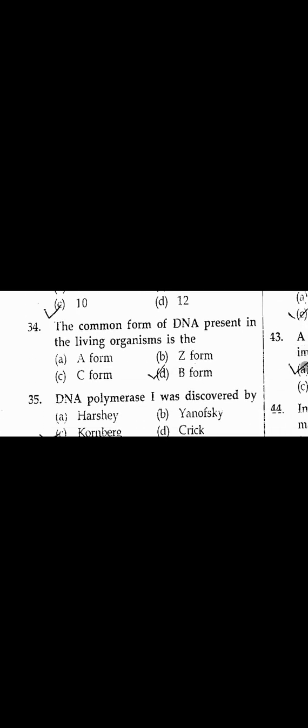Question number 31. In the DNA double helix, G/A is equal to option A, C/T. Question number 32. Hershey and Chase in their experiments labeled the DNA with P32, that is option 3. Question number 33. The number of bases in a single turn of the DNA helix is option third, 10. Question number 34. The common form of DNA present in living organisms is the B form. Question number 35. DNA polymerase was first discovered by Kornberg, option third.